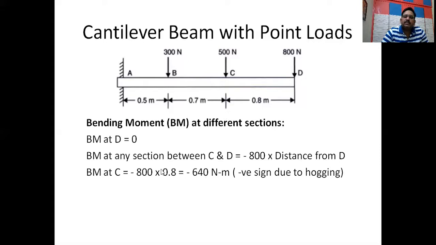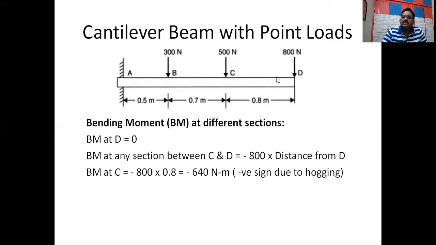640 Newton meters, because force is in newtons and the distance is in meters. Therefore, 640 Newton meters. And the negative sign is due to hogging. As I said, hogging, when we consider only this part of the section, when a force is applied here, only imagine that only this force is there. We are talking about this force.